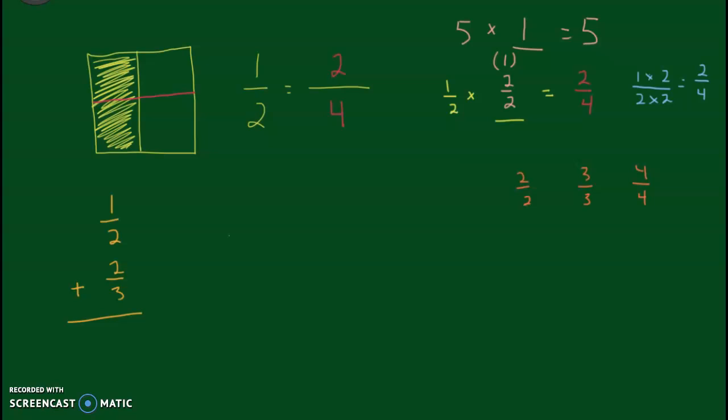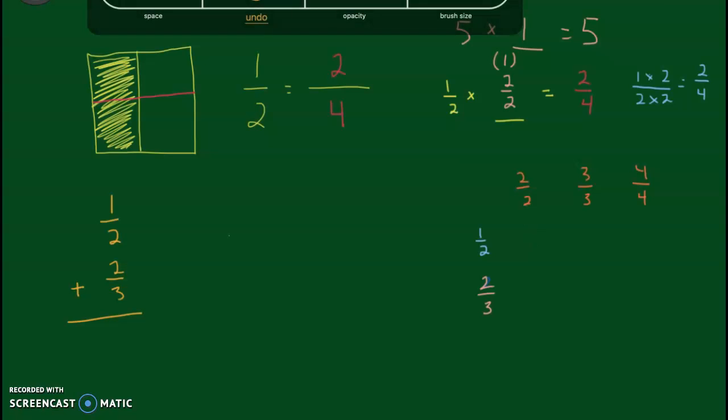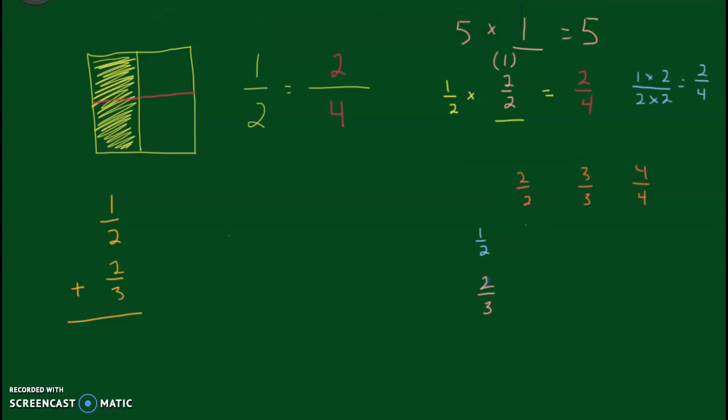So if our fractions again are 1/2 and 2/3, 1/2 times 2/2, we already know that is 2/4. We know that 1/2 times 3/3 is 3/6. And then 1/2 times 4/4 is going to be 4/8.